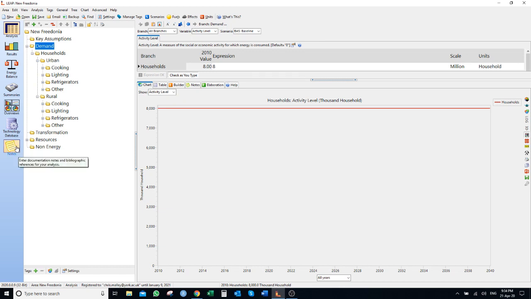And we're going to change the percentage of people that live in urban areas. But before we do that, we're also given information about the number of households. The number of households is expected to grow from 8 million in 2010 at 3% per year. Here we're going to use one of the common expressions in LEAP, growth.